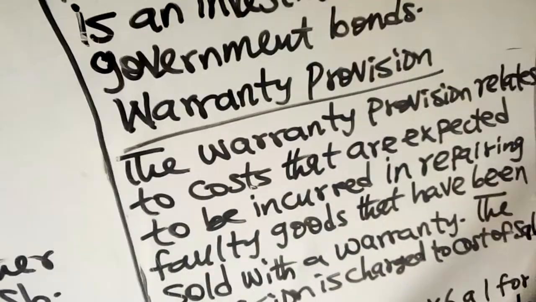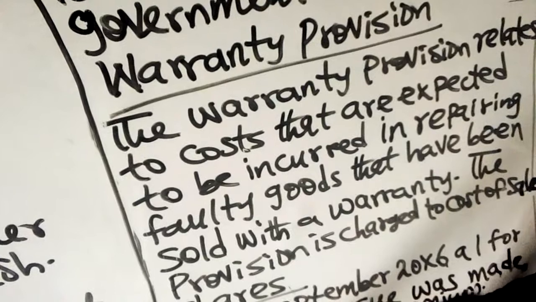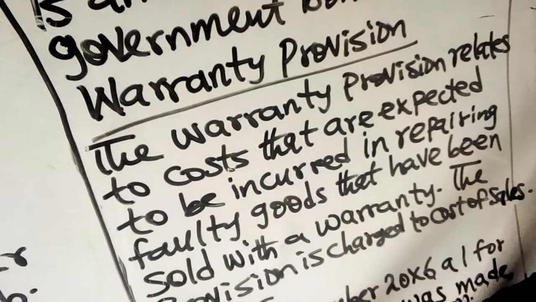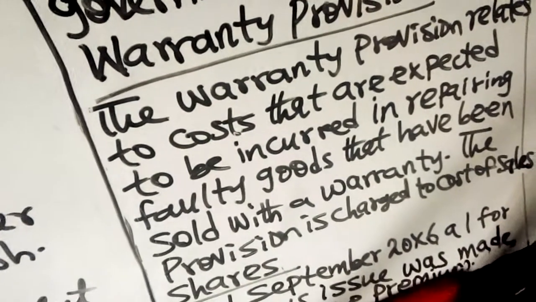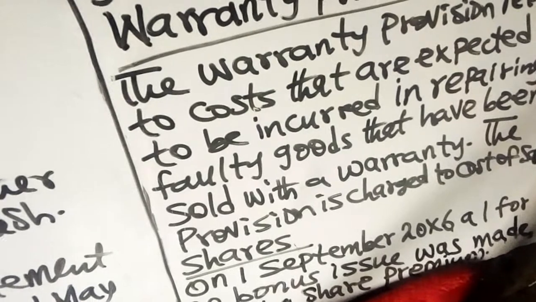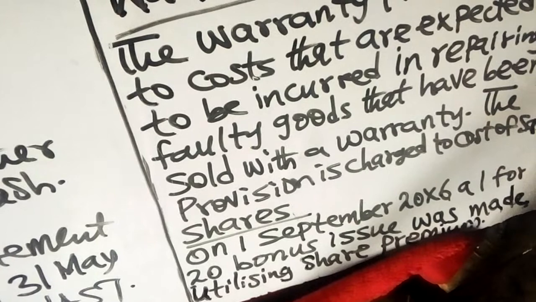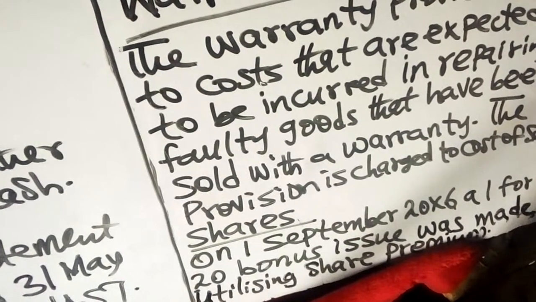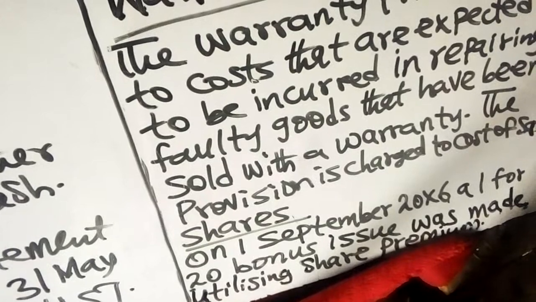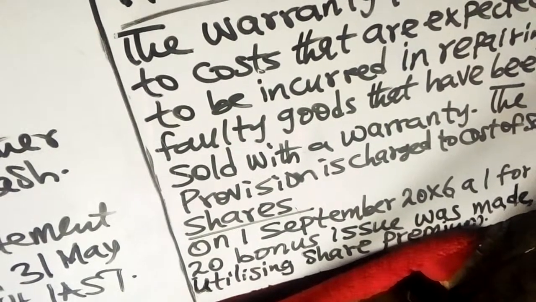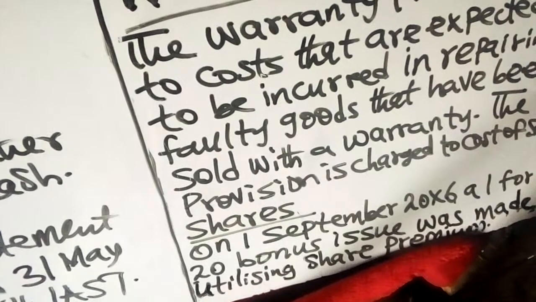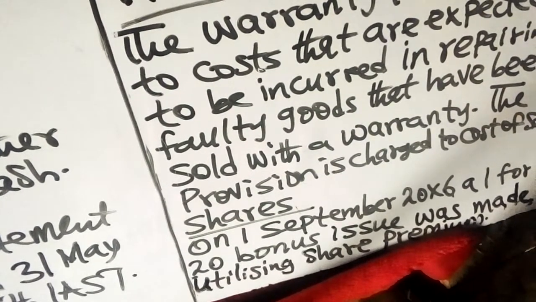Then the next note is warranty provision. The warranty provision relates to costs that are expected to be incurred in repairing faulty goods that have been sold with a warranty. The provision is charged to cost of sales. Then the next note is shares. On 1st September 20x6, a 1-for-20 bonus issue was made utilizing share premium.